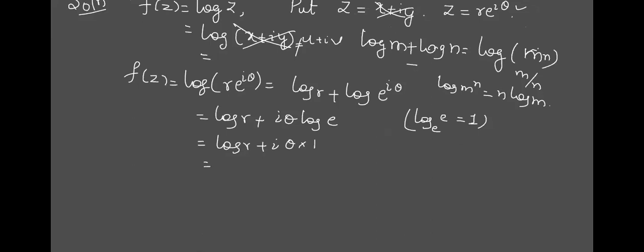Mom, it's done. Why? Because this is my u and this is, I can write it as iv. Correct? Yes. Now our function is expressed as u plus iv. So what is my u? Log r. And what is my v? Only theta.